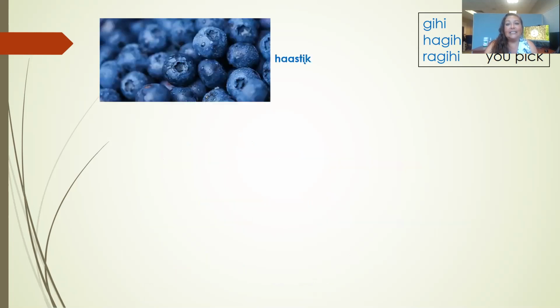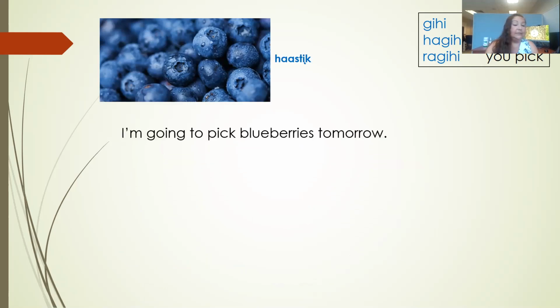All right, now we've got hasting. I am going to pick blueberries tomorrow. So again, this is a future tense. We're just putting a day in there. Okay. All right. So hainigi hasting hagi hikjanen. You could add hiske in there if you want to say, I'm going to pick some blueberries, right?